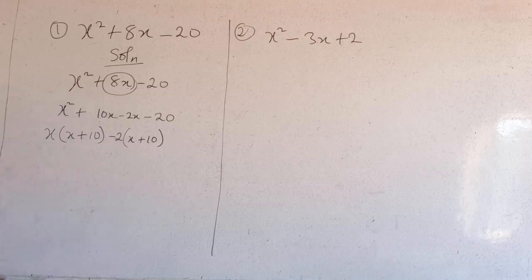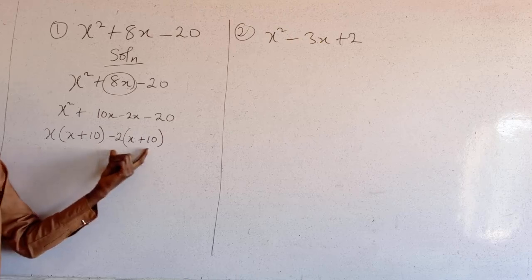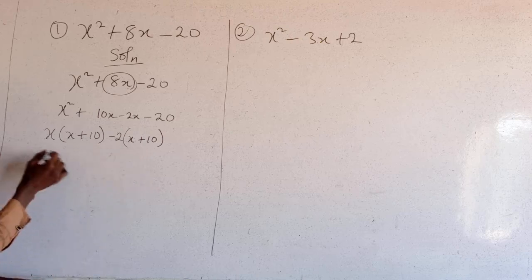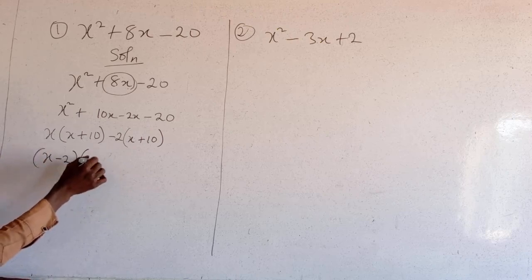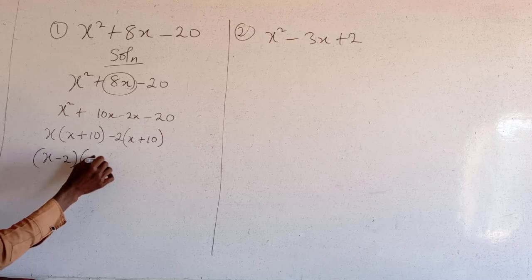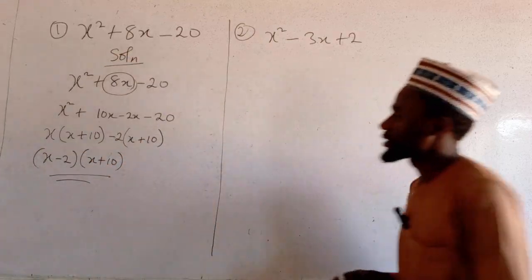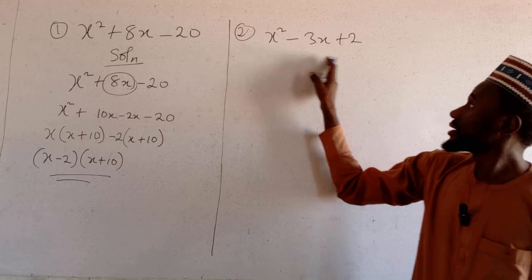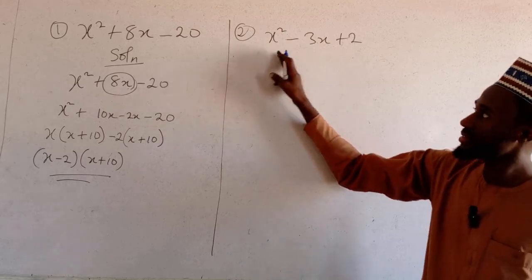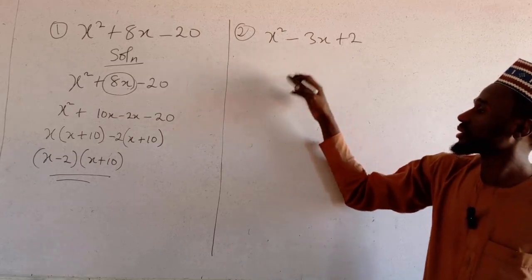Then the next thing to do, since we have two brackets as equal, we can take the two brackets. We have x minus 2 and x plus 10 here. And that is all for this. Let's solve the next question here. The next question here, we factorize this equation.